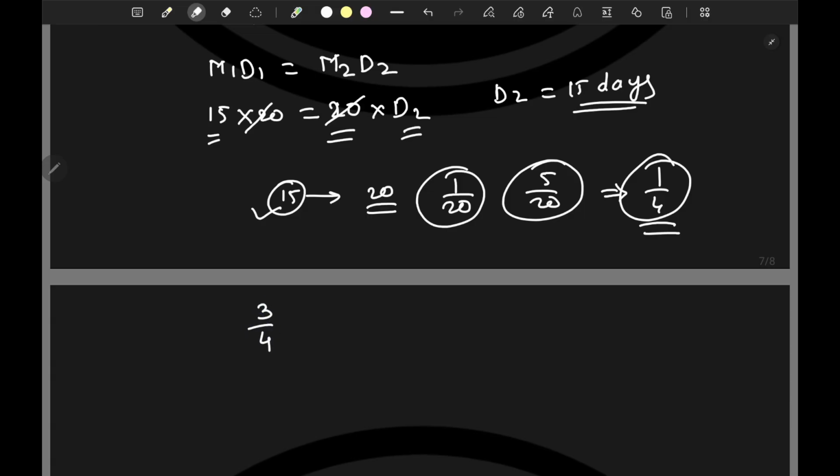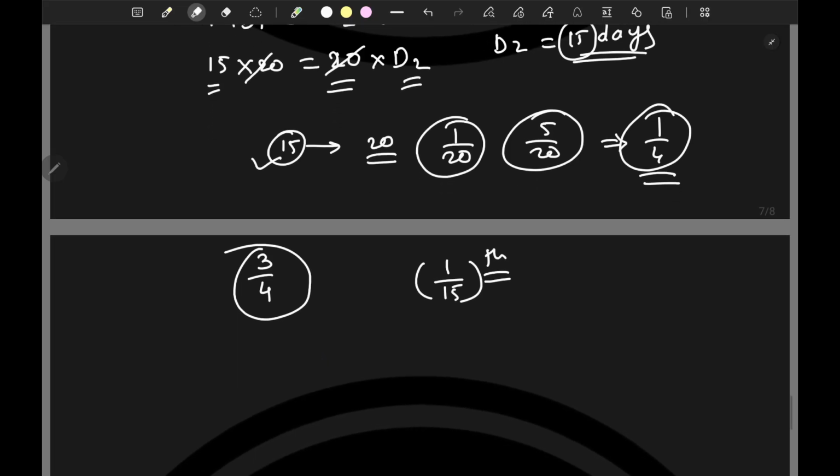It is 1 minus 1 by 3, so 3 by 4th of the work is again remaining. Now to complete that, how many men are working? 20 men. Now what is their efficiency? So they can do 1 by 58th portion in one day, right? Now how many days will be required to complete this work?